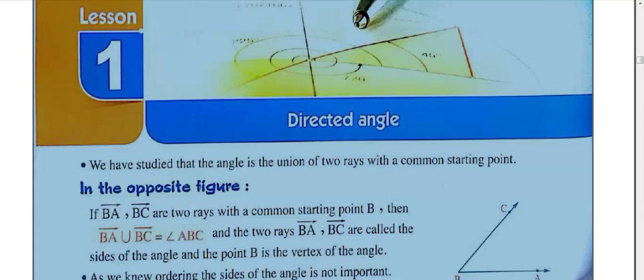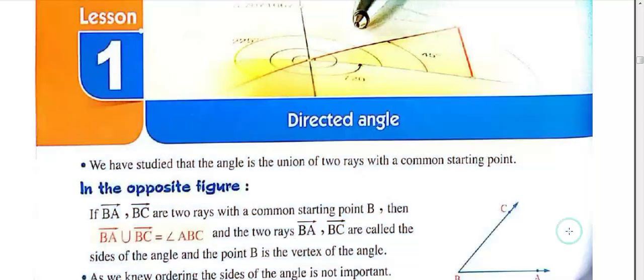Today we are going to talk about the first lesson of trigonometry. Lesson 1, directed angle. We have studied the angle. The angle is the union of two rays with a common starting point. Look at this figure.